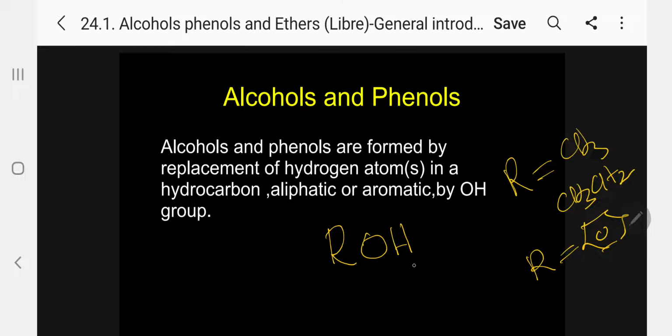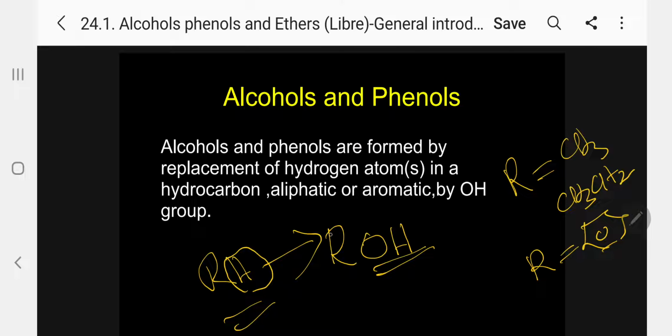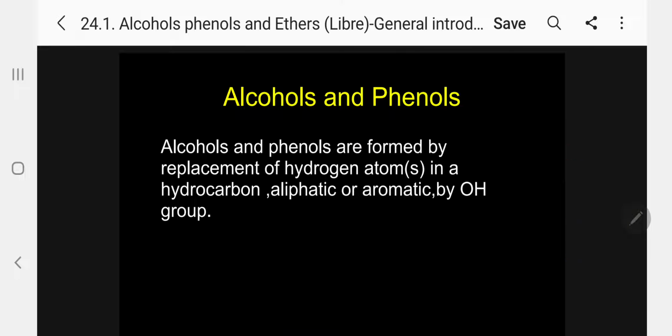Kindly follow. This is a hydrocarbon. If you substitute this hydrogen by an OH group, we get an alcohol or phenol. So, alcohols and phenols are formed by replacement of hydrogen atoms in a hydrocarbon, saturated, aliphatic or aromatic, by an OH group. Kindly understand this. Okay.